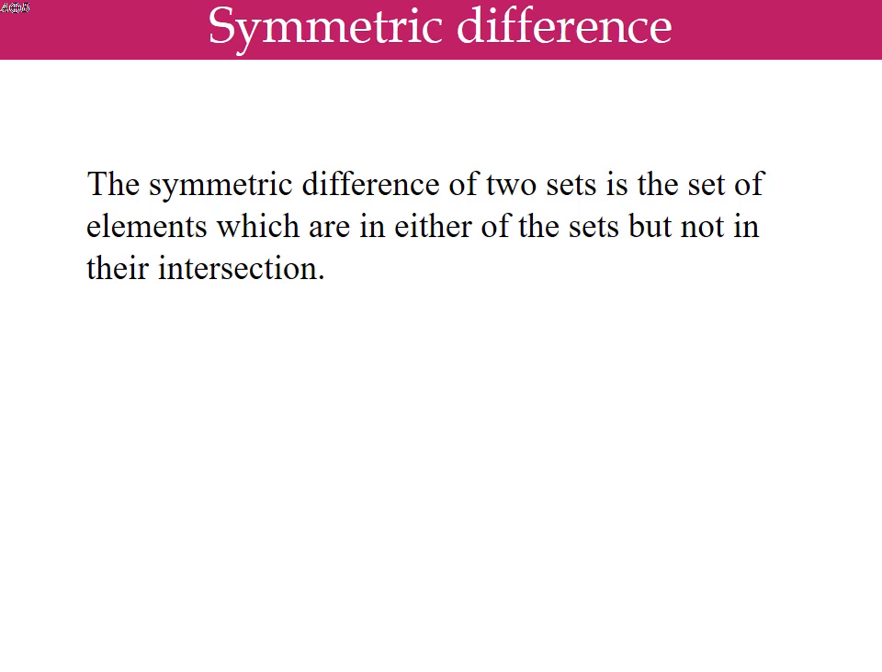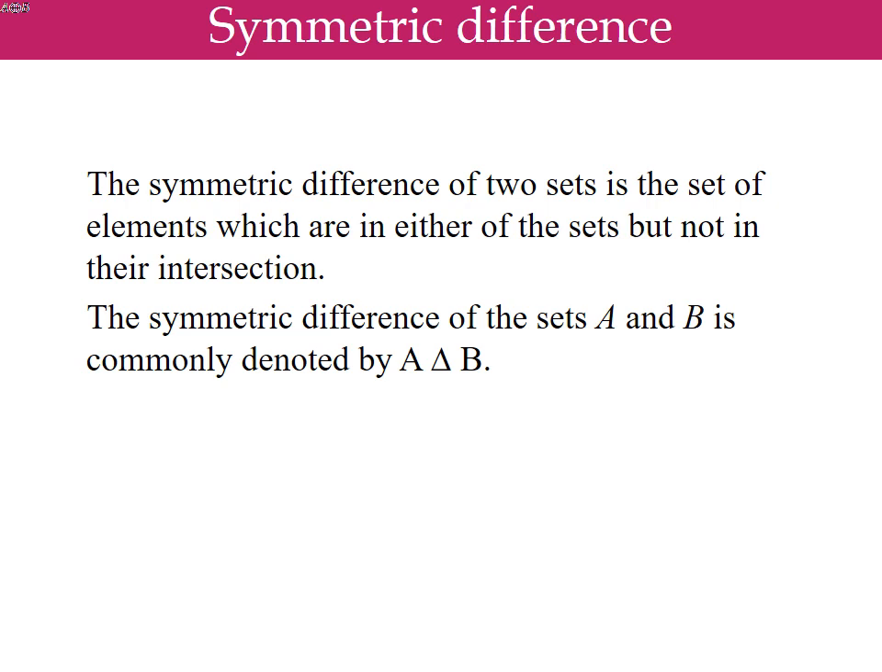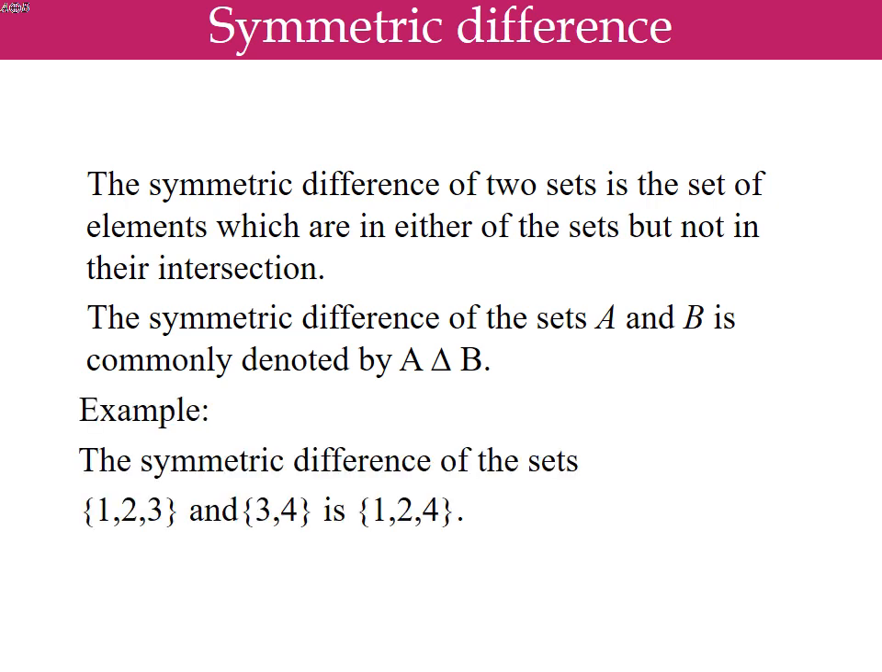And next one is symmetric difference. The symmetric difference of two sets is the set of elements which are in either of the sets but not in their intersection. Suppose you have not understood clearly, look at the example. The symmetric difference of sets {1, 2, 3} and {3, 4} is {1, 2, 4}. That means you simply omit the common element between two sets. That's it. So this is what symmetric difference is. It is indicated by A delta B.